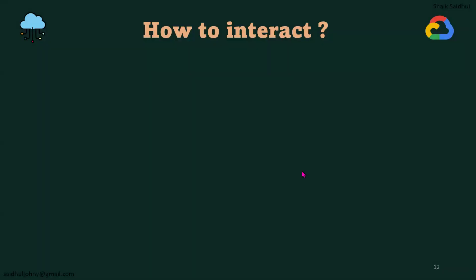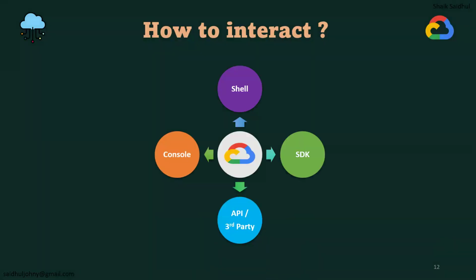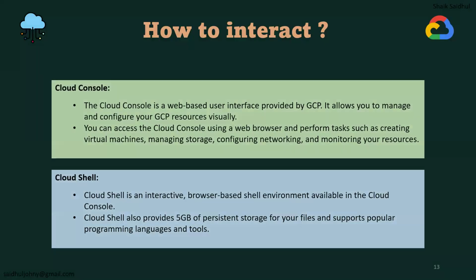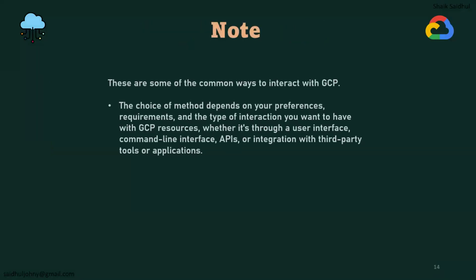So some people may be having this question, sir, which one is used mostly? Is it Cloud Shell or Cloud Console or Cloud SDK? So I'm going to have a note here for you. These are some of the common ways to interact with the GCP, whatever I have shown you here. And the choice of method depends on your preference, requirements, and the type of interaction that you want to have with the GCP resources, whether it is through user interface or command line interface or APIs or integration with third party tools or applications.